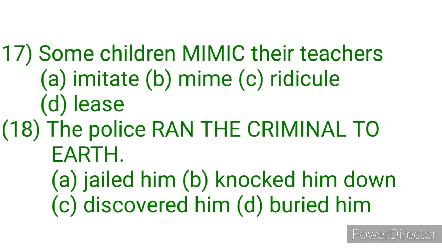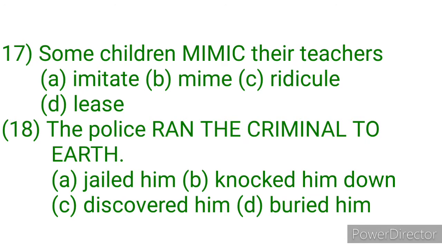18. The police ran the criminal to earth. We have option A, jailed him, B, knocked him down, C, discovered him, and D, buried him. To run someone to earth means to find someone or track down someone after searching for a long time. So what the sentence is saying is that the police found the criminal. So let's look at the options and choose the one that correctly interprets the phrase, ran the criminal to earth.